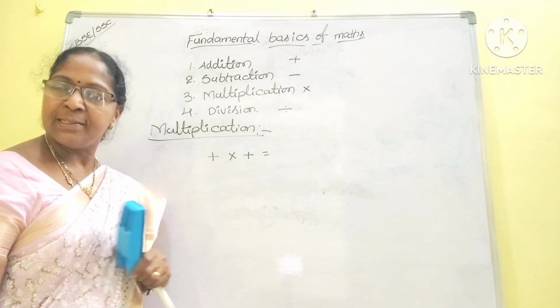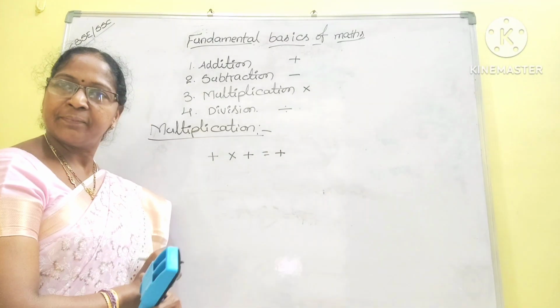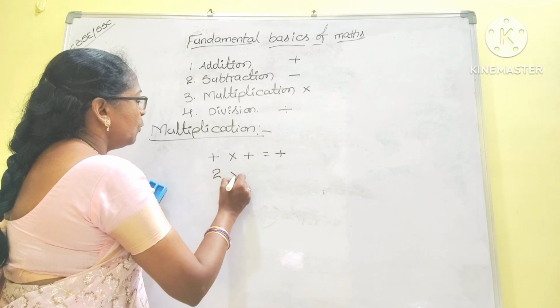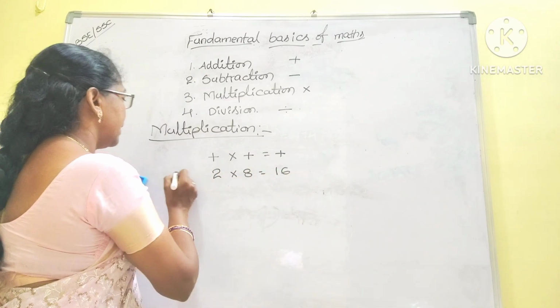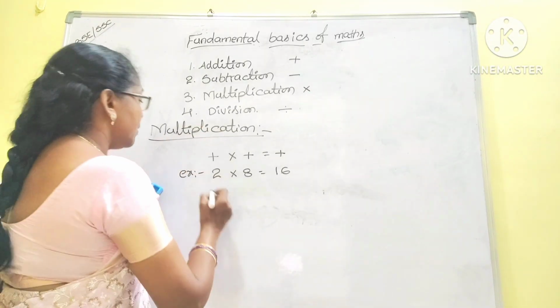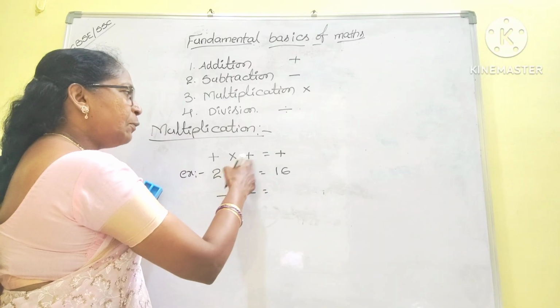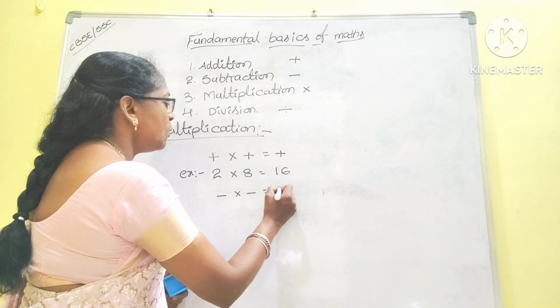Two plus symbols are there, then plus into plus equal to plus. For example here, 2 into 8, 2 8 16. This is another example. Next, minus into minus. Plus into plus also plus, as well as minus into minus also plus.